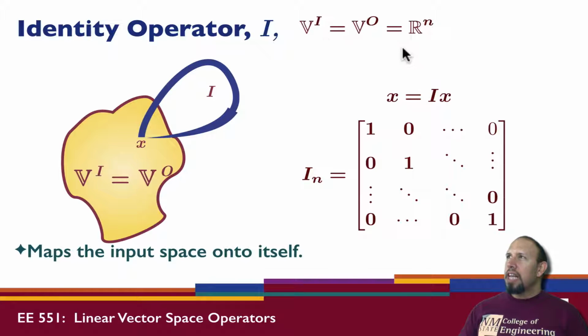Identity. The identity operator maps X back onto itself. So X is equal to I times X. And so for matrices, the identity matrix is all ones along the diagonal and zeros off the diagonal. So we often will use the identity with the subscript n to indicate the nth order identity.